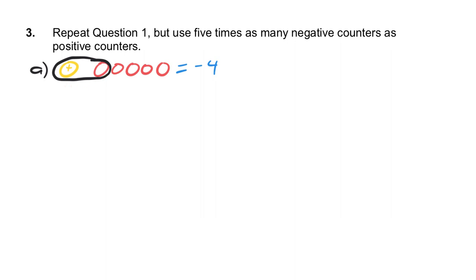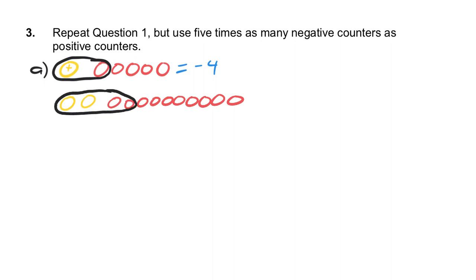Okay, if I had 2 positive integers, I would have 5 times as many. So 5 times 2 is 10. 1, 2, 3, 4, 5, 6, 7, 8, 9, 10. I circle my 0 pairs, right like that. And now, what do I have left over after that 0? I've got negative 8.